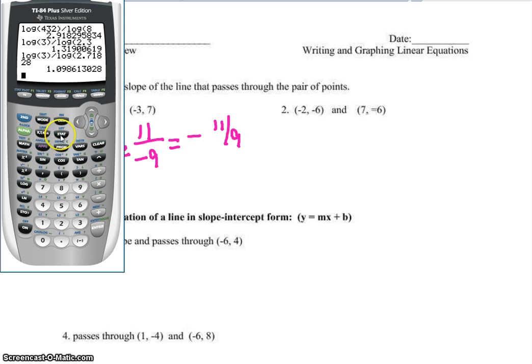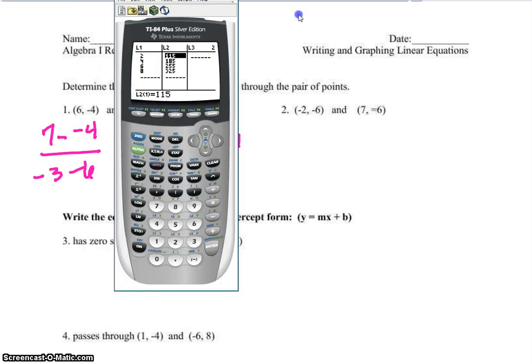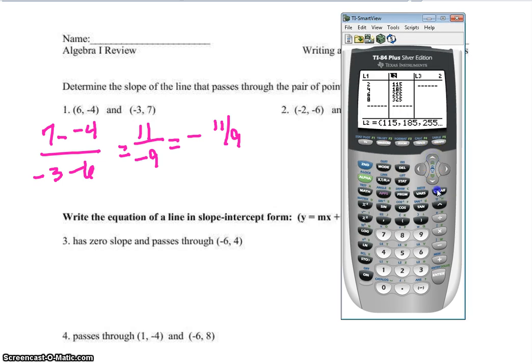The other way you can do this is go to Stat, Edit, and clear out your list. Remember to use clear, enter, not delete, and then put your points in. Your x values are at L1, so you would have 6 and -3 for L1. You would have -4 and 7 for L2. We go back to Stat, over to Calc, choose 4 for linear regression, go down and choose Calculate and press Enter.